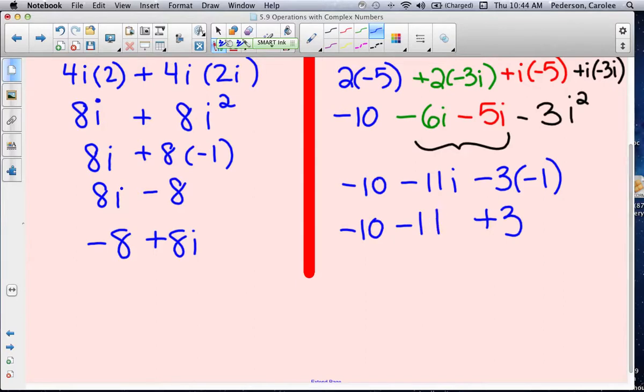Bring down the first two terms. And now we have like terms again. -10 plus 3 is -7. Now it's in standard form. -7 minus 11i.